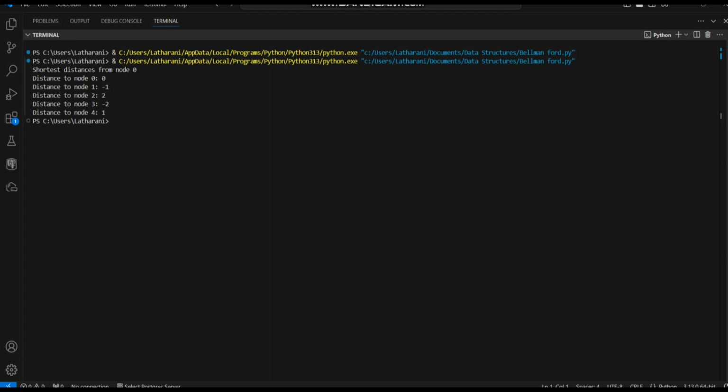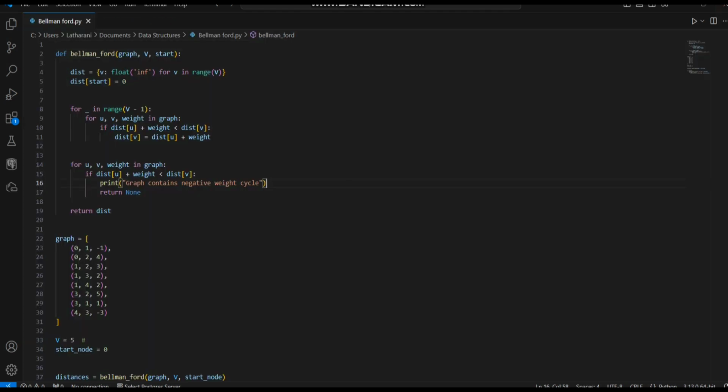We need to run this code. The distance to node 0 is equal to 0. Distance to node 1 is equal to minus 1. The distance to node 2 is equal to 2. Distance to node 3 is minus 2. Distance to node 4 is 1. This is the Bellman-Ford algorithm.